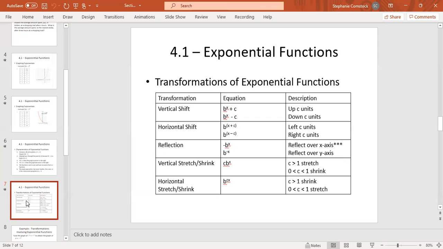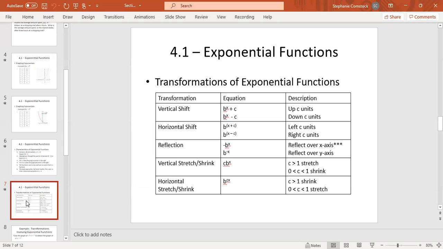Now, reflections. If they put a negative out in the front, it reflects over the x-axis. I usually use a set of parentheses between the negative and the b, because I don't want anybody to think that that negative is part of that base, which we've already established we can't have negative bases. So that's why I've got my stars out there, we've got to be real careful about that notation. So that's going to be over the x-axis, so it's going to be top to bottom.